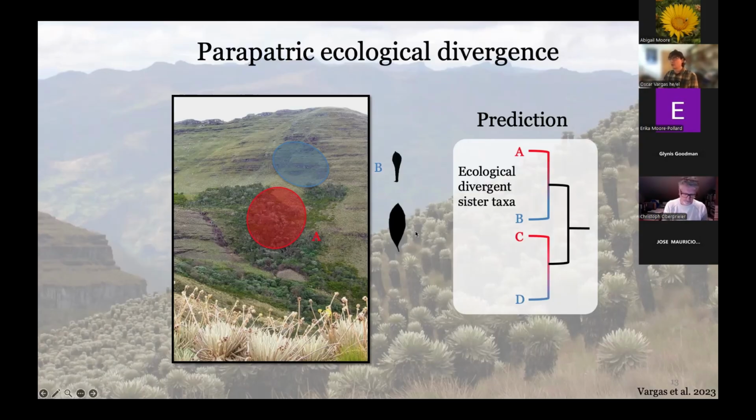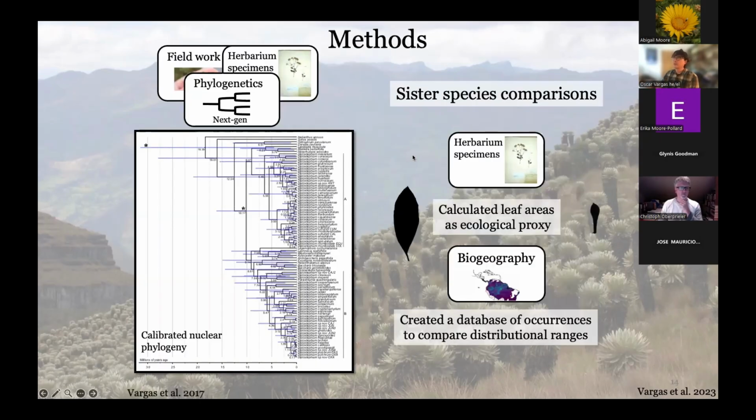So in this case, my ecologically divergent character is the leaf area. And we know that there is a clear association between the species in the forest having regular, medium leaves, I would say, and species outside of the forest above the tree line being microphyllous, so having really small leaves.